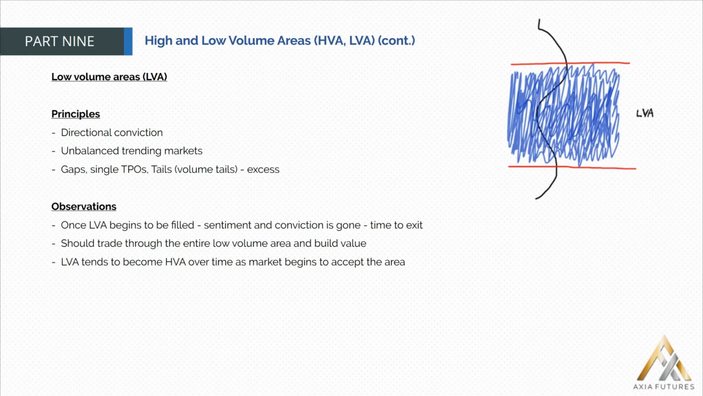And the markets have a very strong tendency to turn low volume areas into high volume areas. So again, once we start to fill out low volume areas, you can expect to see a lot of two-way trade, and this is where you want to employ your distribution type strategies. Let's look at an example now of a low volume area and how you would trade this.